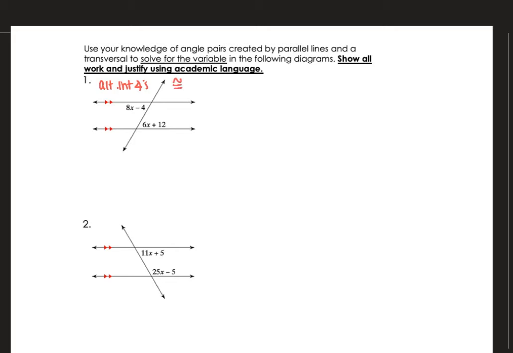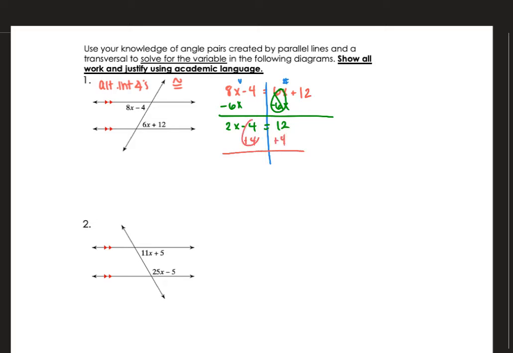So to solve, we're going to set them equal. So 8x minus 4 equals 6x plus 12. And now to solve, I'm going to choose a side for variables and a side for numbers. It doesn't matter which side you choose, and we're going to move all the variables to the left-hand side. So I'm going to subtract 6x. So I have 2x minus 4 equals 12, and now I'm going to add 4. So I have 2x equals 16, and then the very last step, divide both sides by 2. So I get x equals 8.